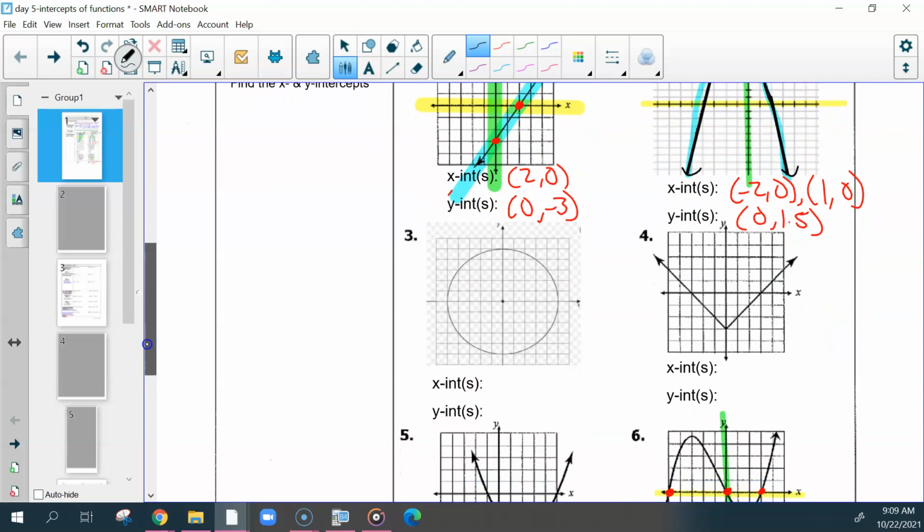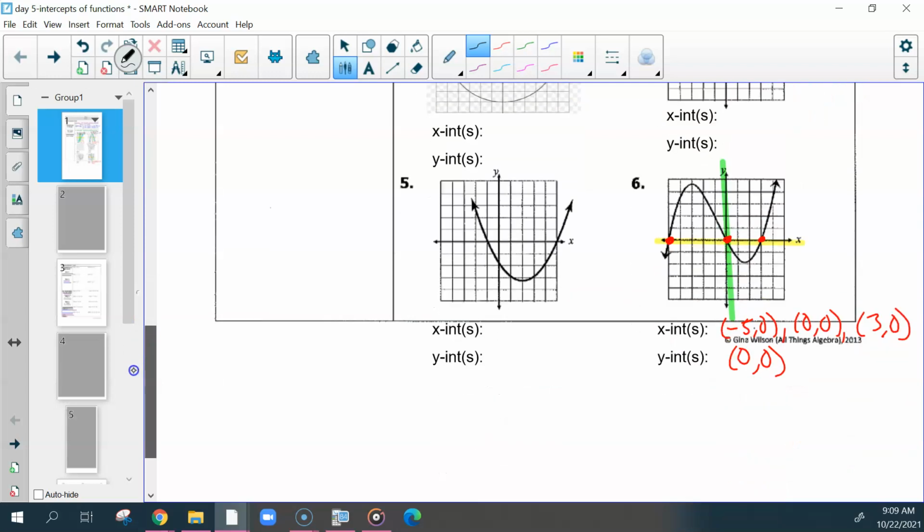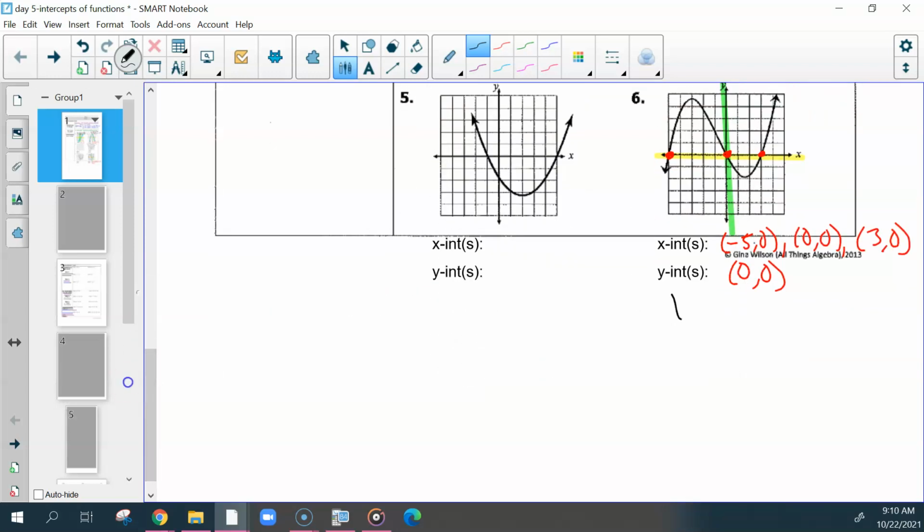Last one that we're doing domain and range on, and then I'll let you practice. For number 6, what would the domain of this one be? It does have arrows, it's weird, but this one is still all real numbers. What about your range? All real numbers. Yeah, because this is going to keep going down and up.